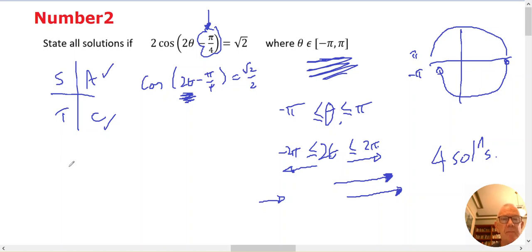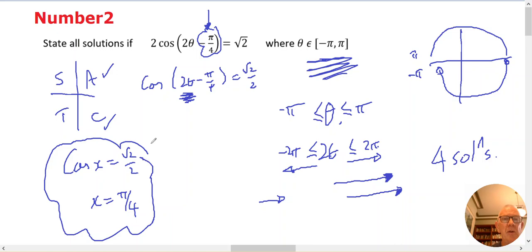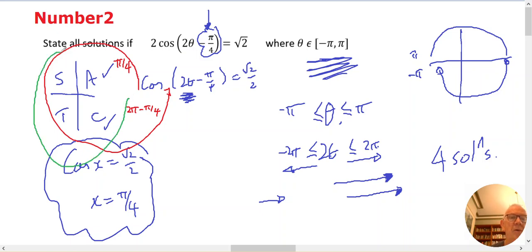So what have we got? We've got cos of x equals root 2 on 2, x should equal pi on 4 from my memorized table, which means I'm going to have an answer here of pi on 4. And as I go around to 2 pi minus pi on 4, and as I work backwards from 0 back to minus 2 pi minus pi on 4, and minus 2 pi plus pi on 4.